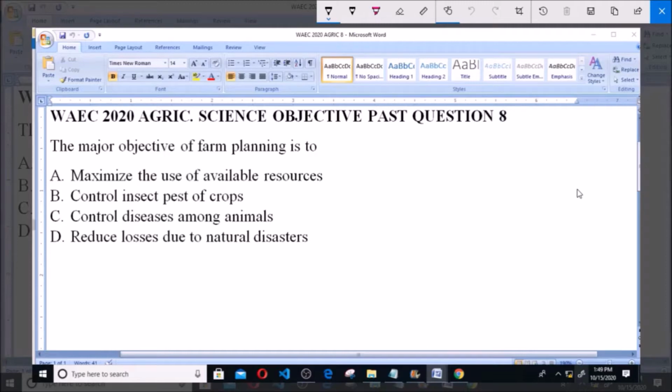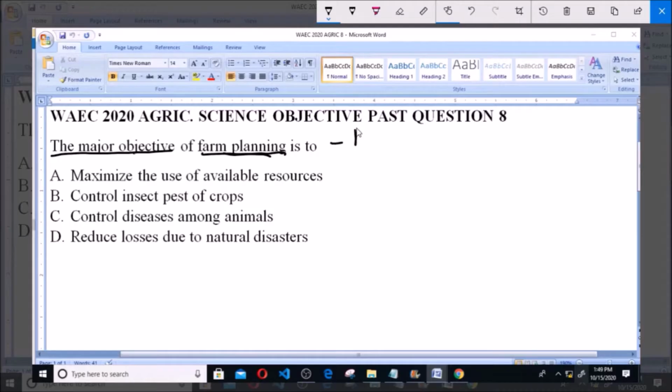The major objective of farm planning is to A. Maximize the use of available resources, B. Control insect pests of crops, C. Control diseases among animals, D. Reduce losses due to natural disasters. So the concept we are looking at here is farm planning, and we are asked what is the major objective of this farm planning.